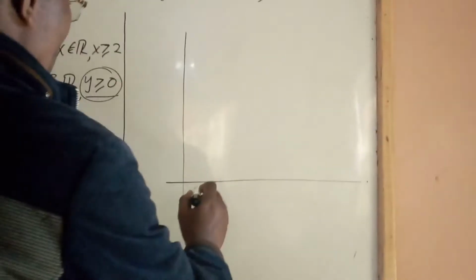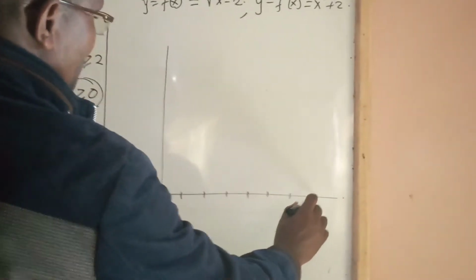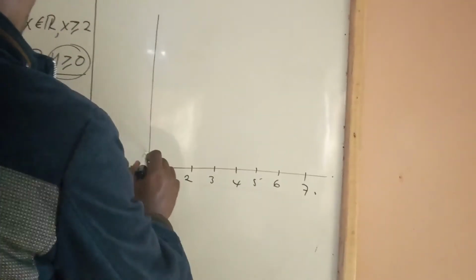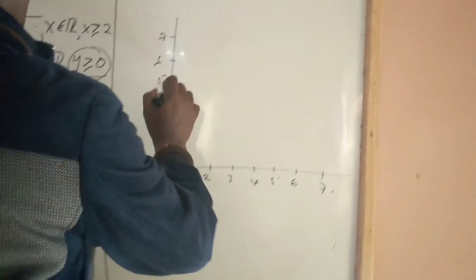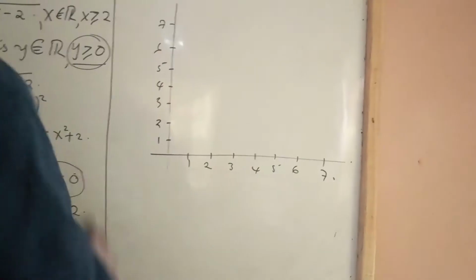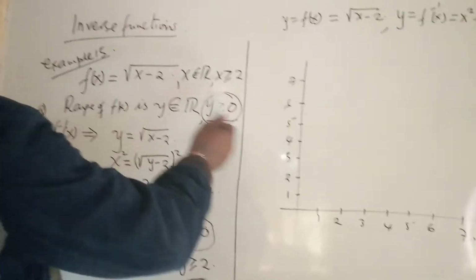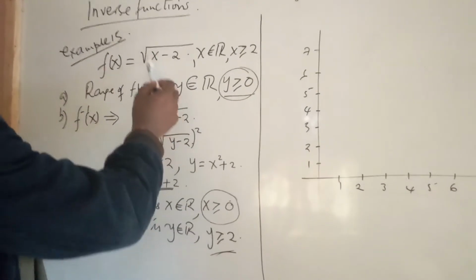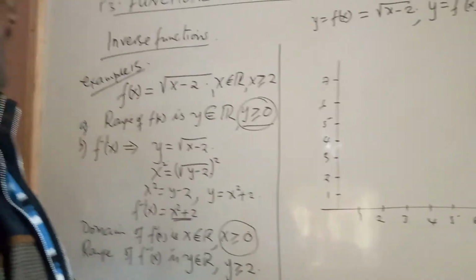So we mark 1, 2, 3, 4, 5, 6, moving forward 1, 2, 3, 4, 5, 6, and moving forward 1, 2, 3, 4, 5, 6, 7. When x is 2, because this is the least value that x can have, then we have 2 minus 2, which is 0, and the root of 0 is 0. You can see that being the very least range. So when x is 2, y is 0.